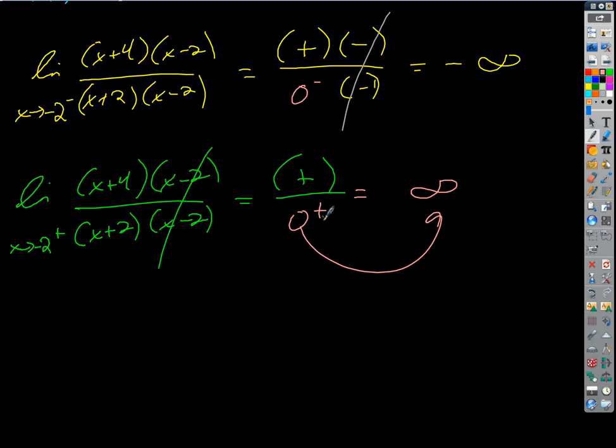So now we know what that asymptote actually did. As we approached from the left, it went down. Approached from the right, it went up. So it was a split asymptote. Okay? Make sense? All right.